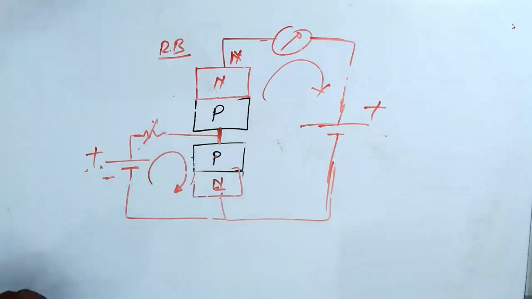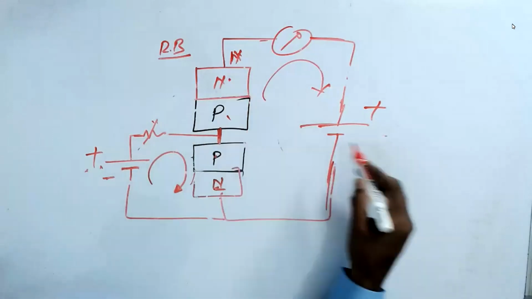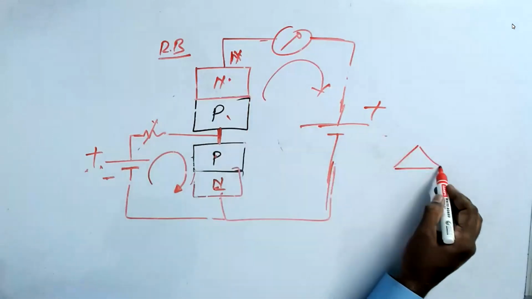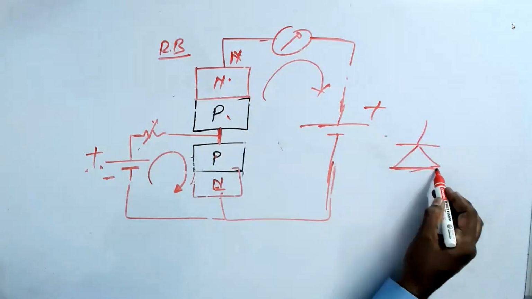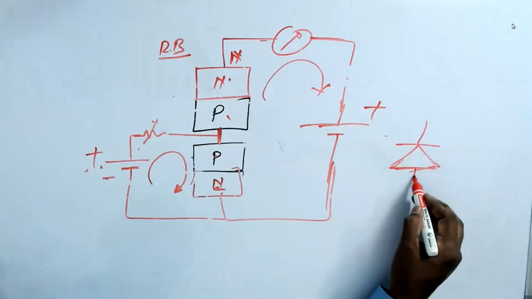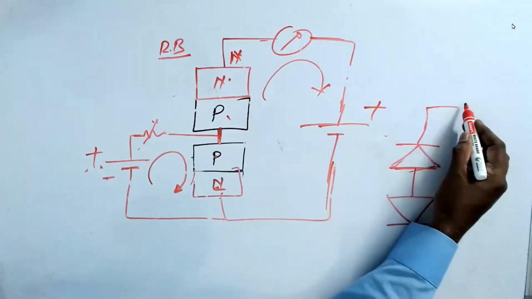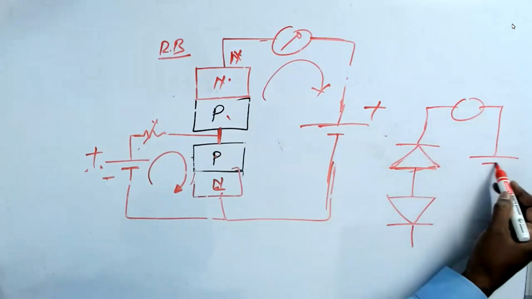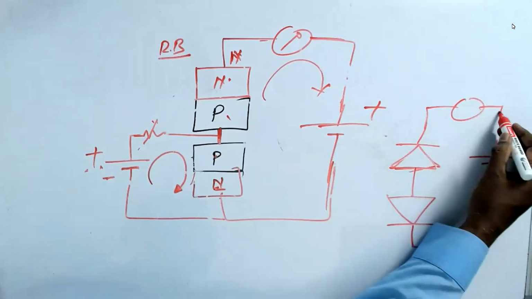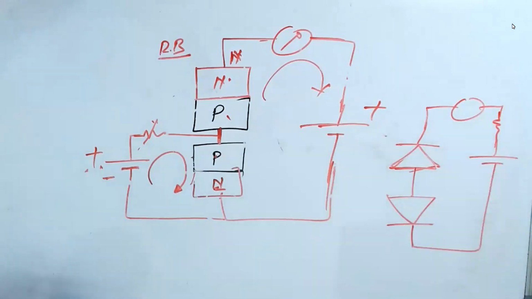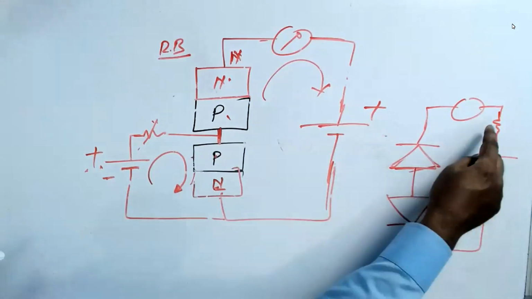I can draw this in another way. N, P. Am I right? A diode, and the other diode. I connect two diodes. Of course, I have a resistor always to control the current, otherwise the device will spoil. A current limiting resistor will always be there.